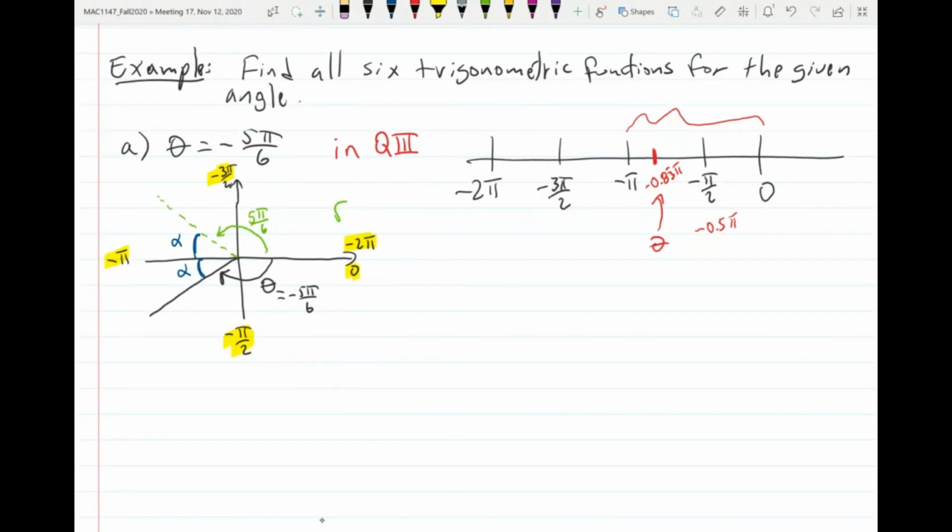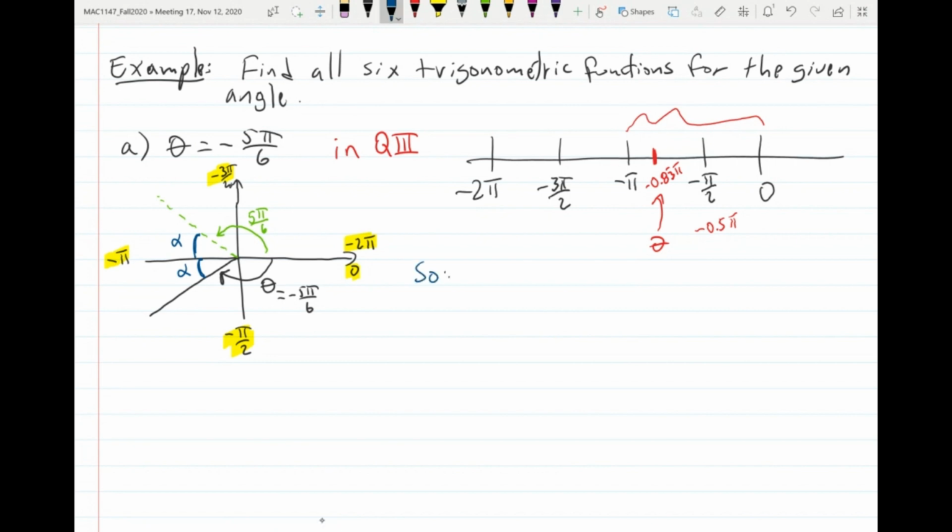Okay, and why am I doing this? Because now, since we have a positive angle, we can easily use the reduction formulas that we have, okay? So if you want to find alpha, what do we really need to do? All we have to do is do 180, or pi in this case, minus 5 pi over 6 to get alpha. Is this clear?